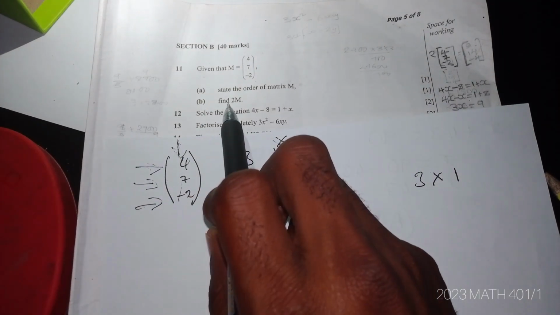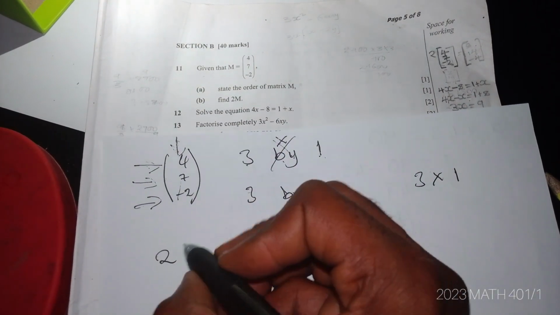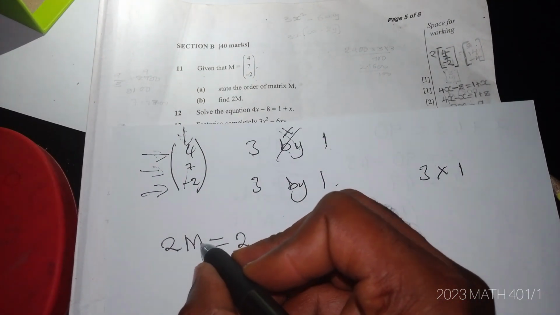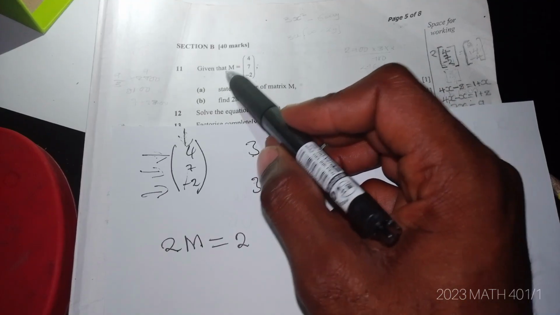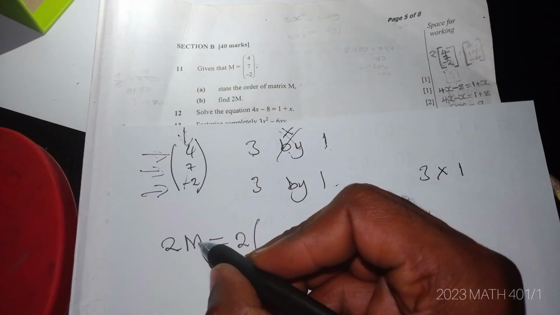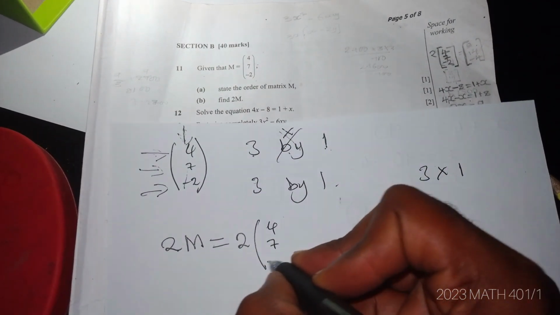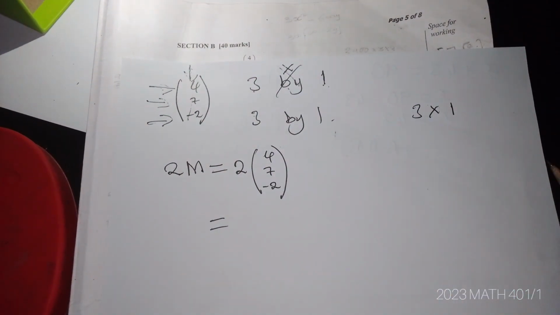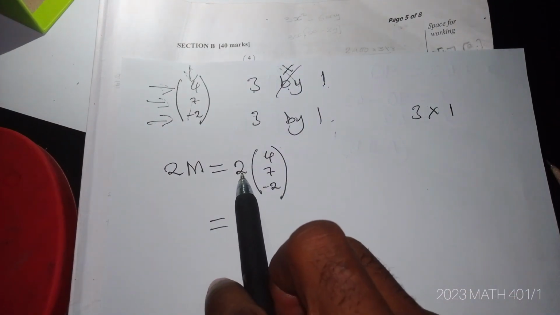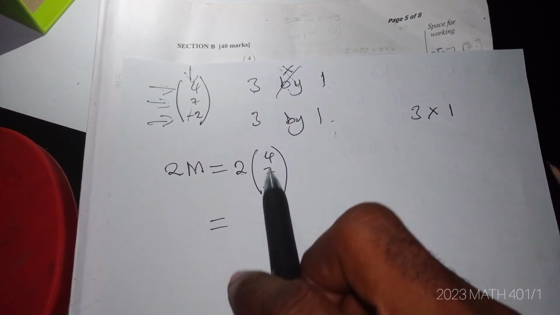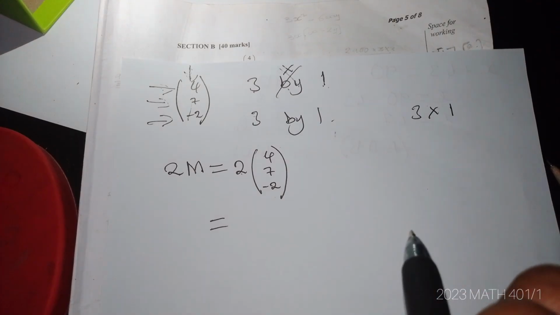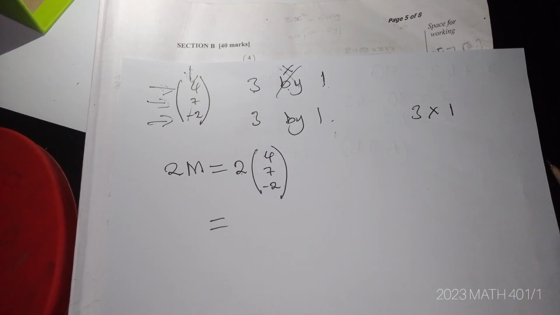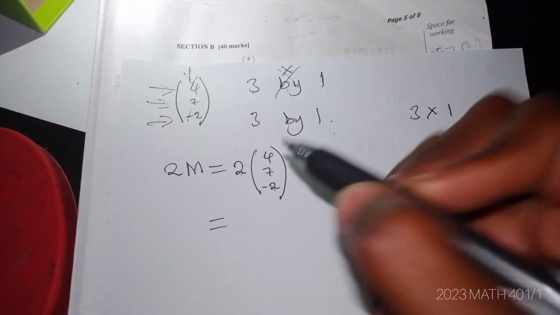And then part B is saying find 2m. 2m means you write your 2 and then you replace m by m. Remember, m is 4, 7, minus 2. So where there is m, just put 4, 7, minus 2. Now your job here is to expand, and by expanding, I mean multiply this 2 by each of the numbers inside. Nothing like rows by columns here, nothing like adding corresponding digits. You're just multiplying this 2 by each of these numbers.